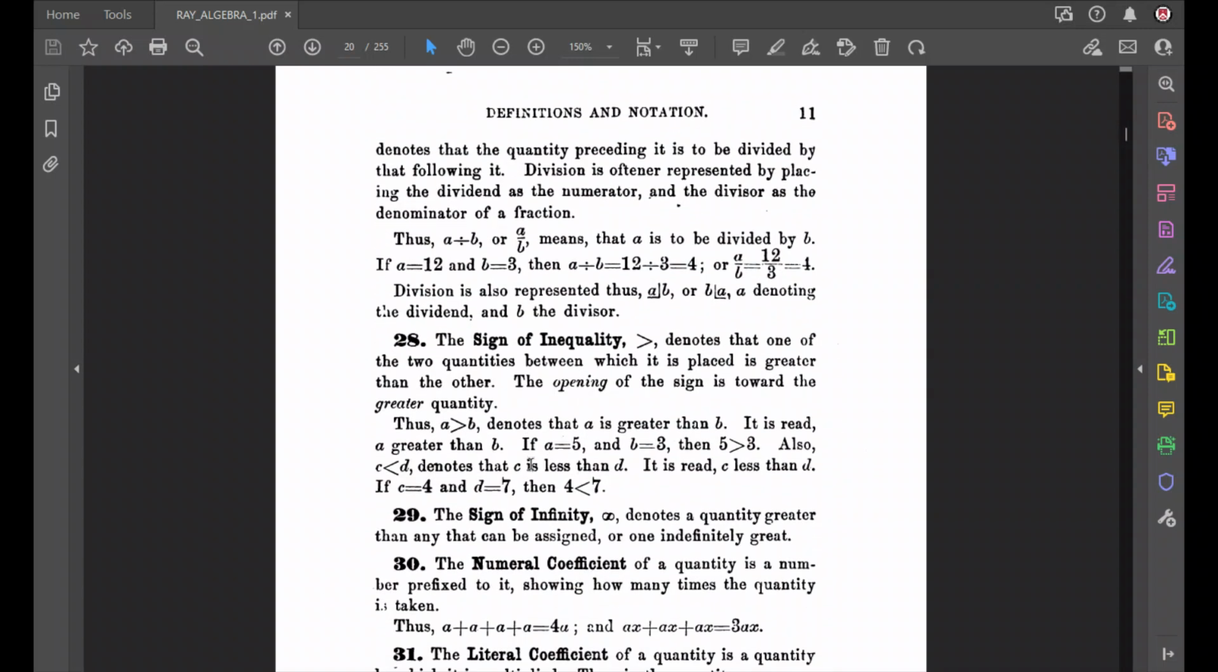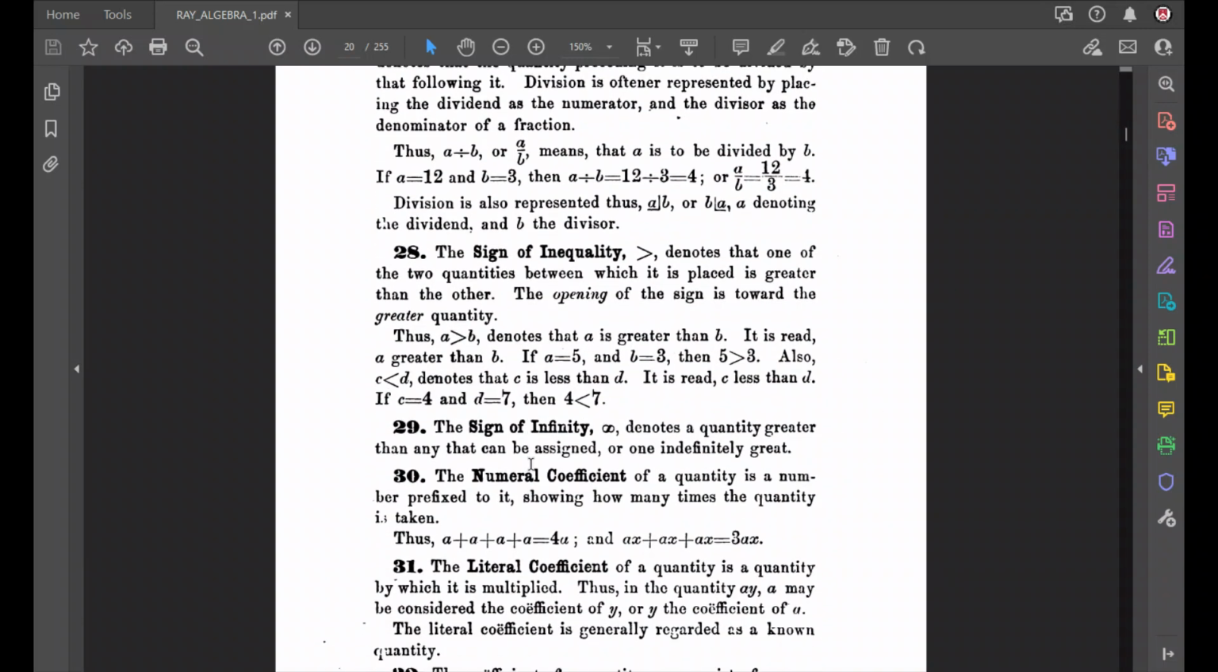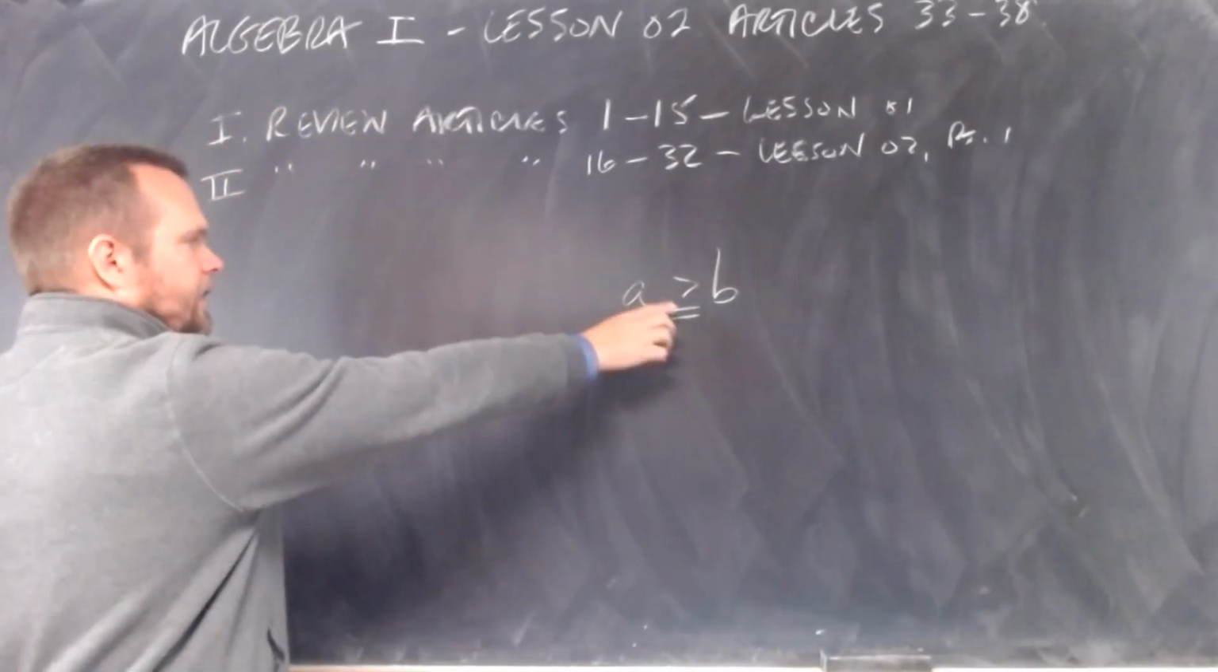We then learned the sign of division, the sign of inequality. The sign of inequality means greater than and less than. Do you remember the sign of inequality? Greater than and less than. If I have A is greater than B, this is the sign of inequality.